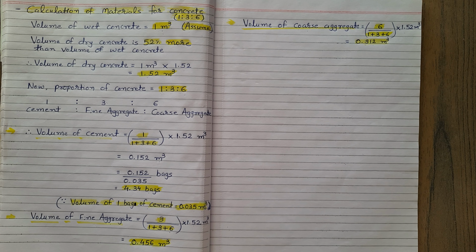Hello friends, today we will learn how to calculate materials required for concrete casting. As we know, the basic materials required for concrete casting are cement, sand or fine aggregate, and coarse aggregate.